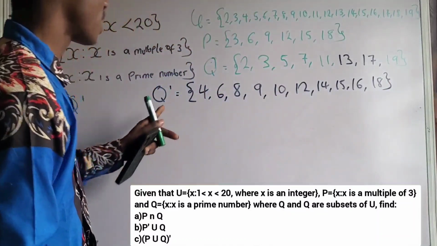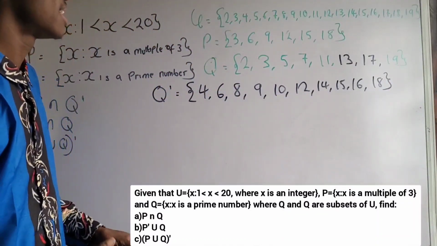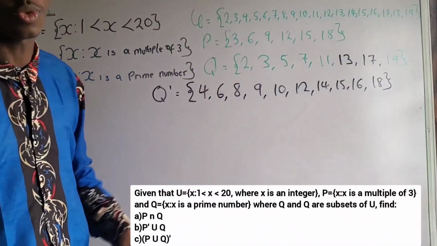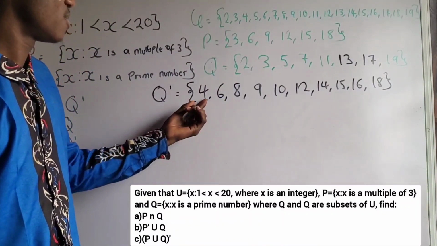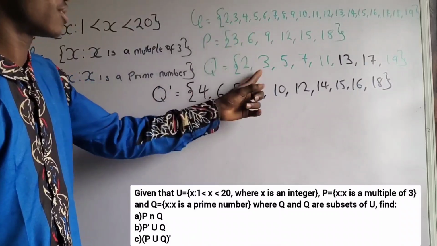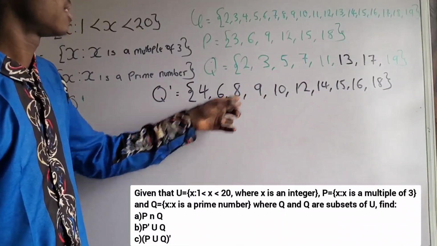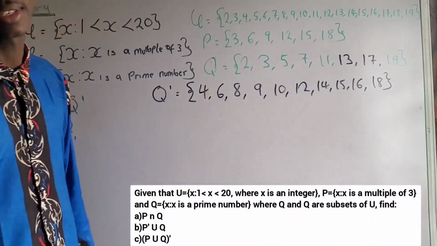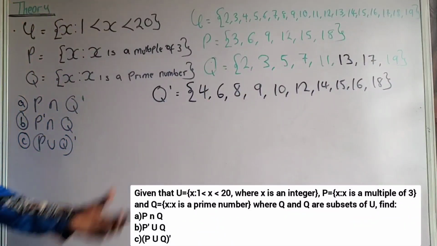So Q prime, these are the elements that are present in the universal set but are not part of set Q. You can check. 4 is present here, not present here. 6 is present here, not present here. 8 and others like that. Okay, so these are the Q prime.